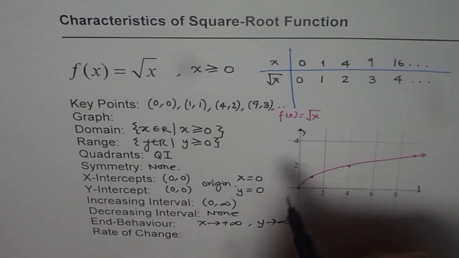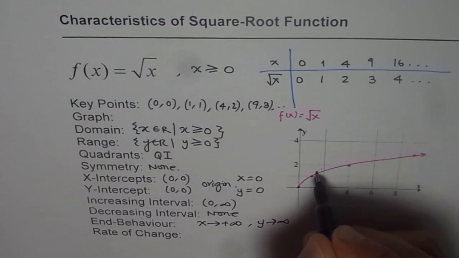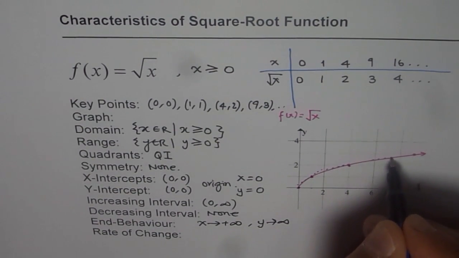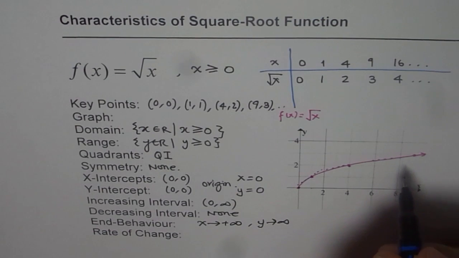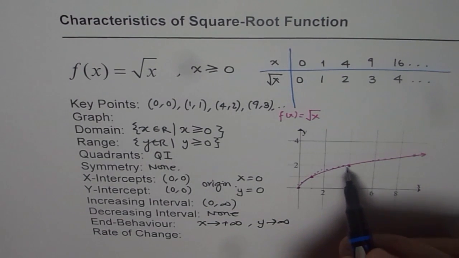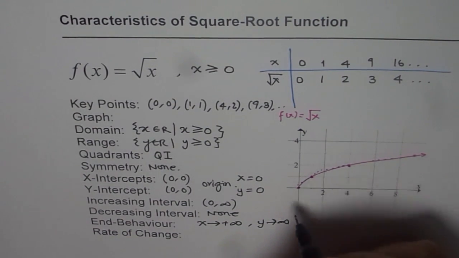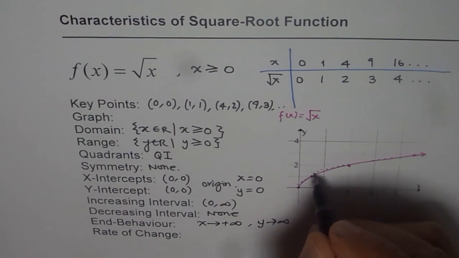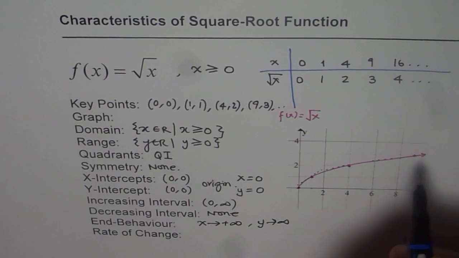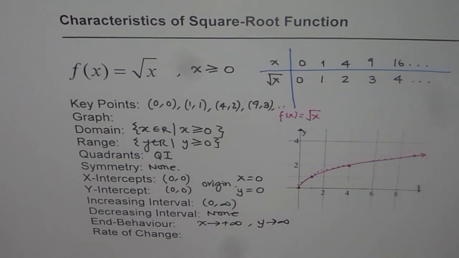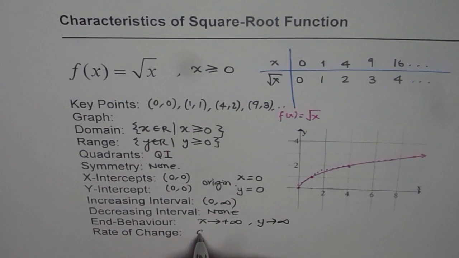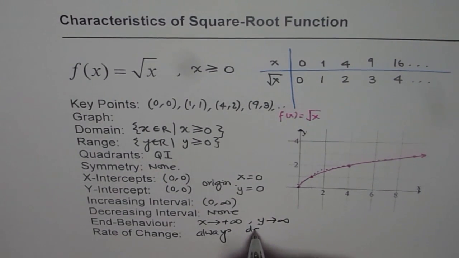Rate of change. The rate of change you can get by drawing slope, right? So that means by drawing a tangent at different points on the curve. Now if you draw a tangent at different points on the curve, you will see as the x value increases, the slope decreases, right? So it is always decreasing. So the rate of change for the function is always decreasing.